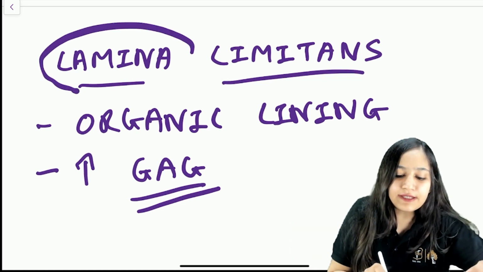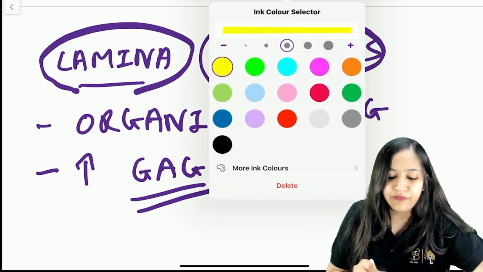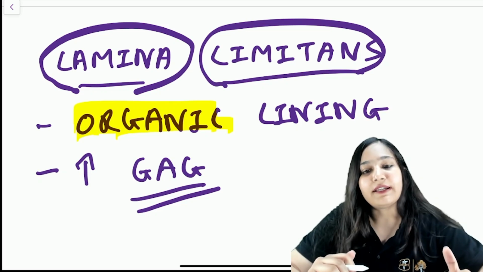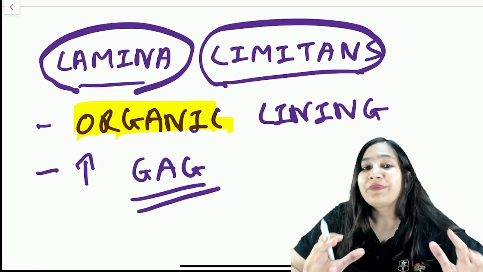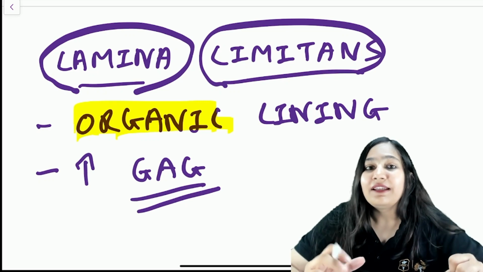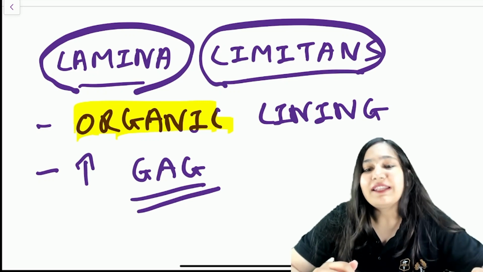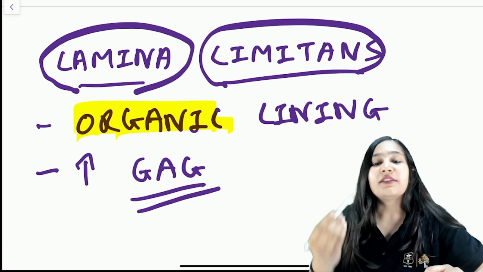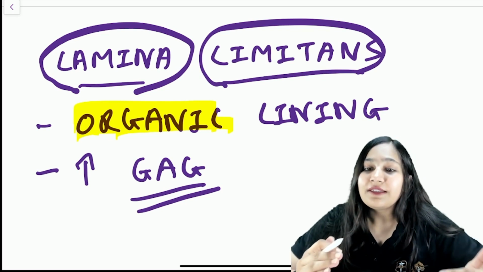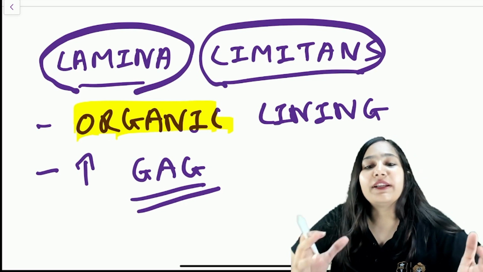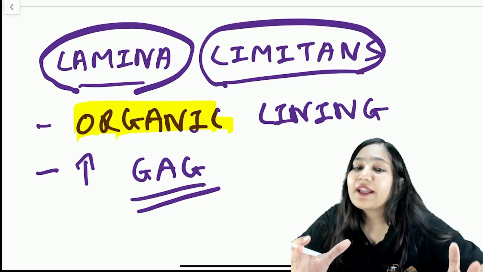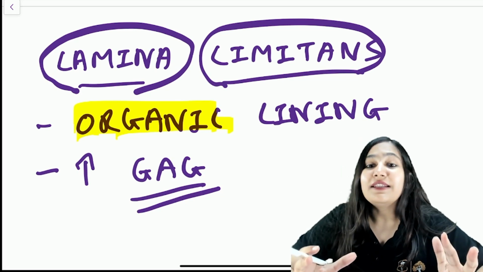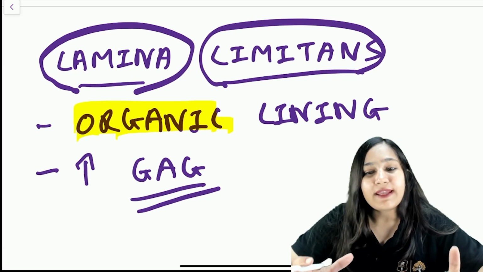So lamina limitans is mainly an organic lining present on the inner aspect of the dentinal tubules. Now, which dentin surrounds the dentinal tubules on its inner side? Peritubular dentin. So this organic lining is present in peritubular dentin. Peri, from the word itself, we can say surrounds. So the dentin that is present just next to the dentinal tubules is our peritubular dentin. And here we can have a thin organic lining surrounding these calcified tubules, which is our lamina limitans. And it is high in glycosaminoglycans.